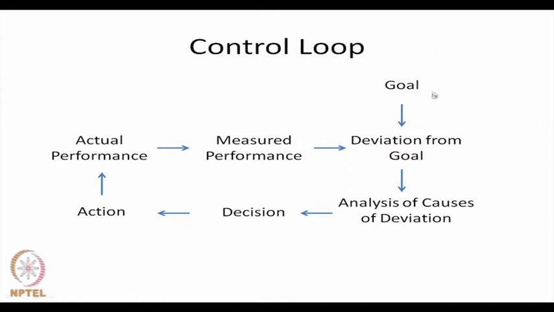This is the goal that is set for the plan, and when action is taken, when a plan is implemented, there is certain performance, that is actual performance, and then we observe or measure the performance, and then we compare what the performance should be vis-a-vis what the goal set was. Then we find out the deviation from the goal.